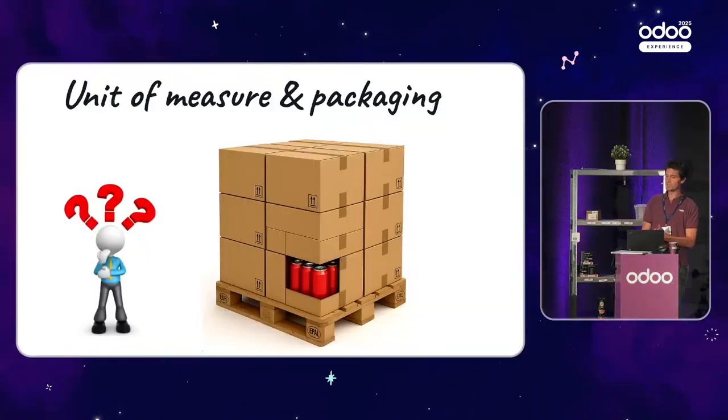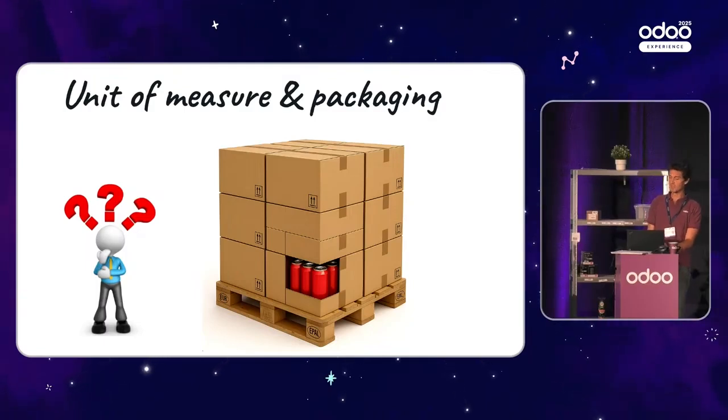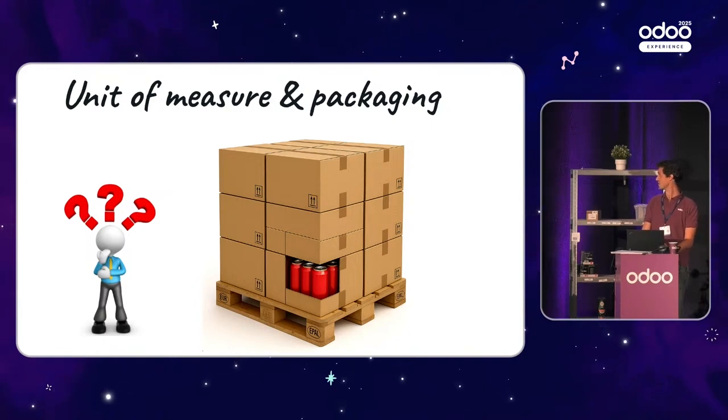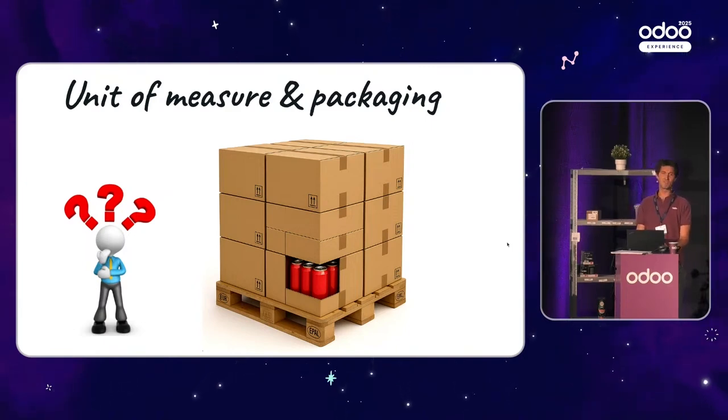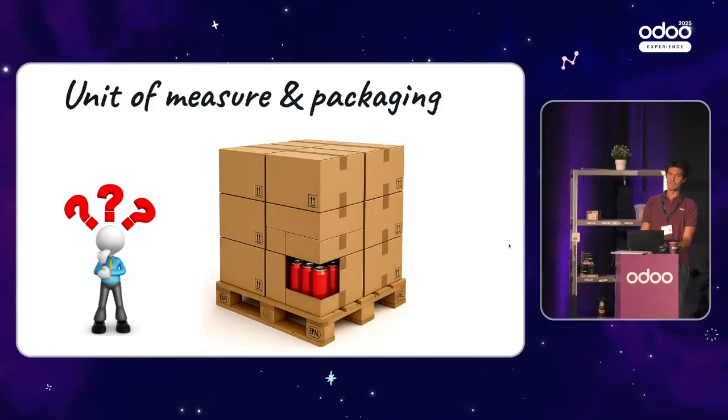For unit of measure and packaging, as an inventory expert, or probably also as a partner, or if you start to implement yourself, a question that often comes to mind is: what should I use as unit of measure, and packaging, and also package? When you look at this picture, it's not always easy to find, and it will always depend on the context. For example, for this one, I will use the can as the unit of measure, and after that there will be the boxes that can be the packaging or even the package.